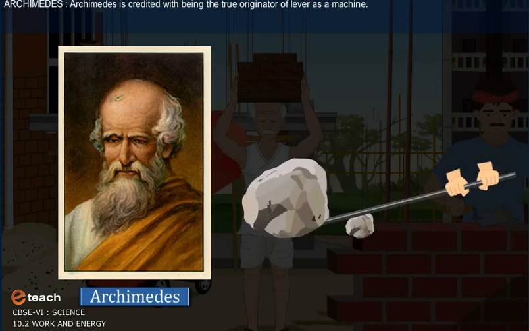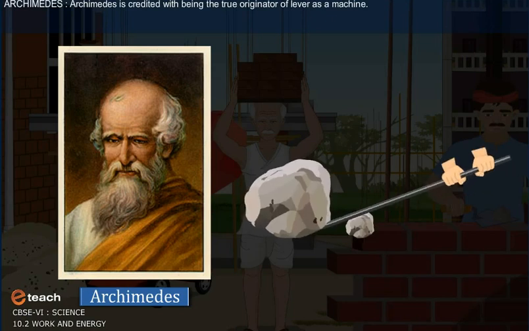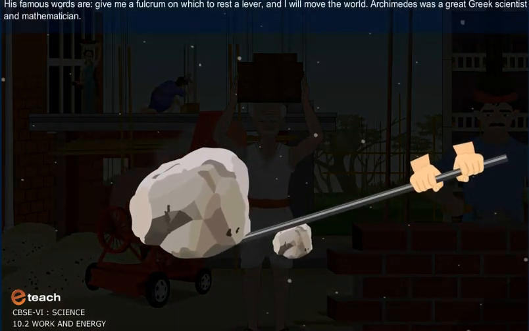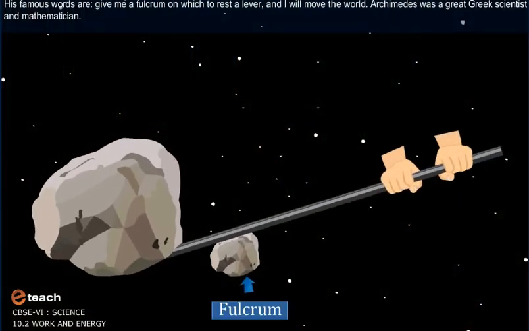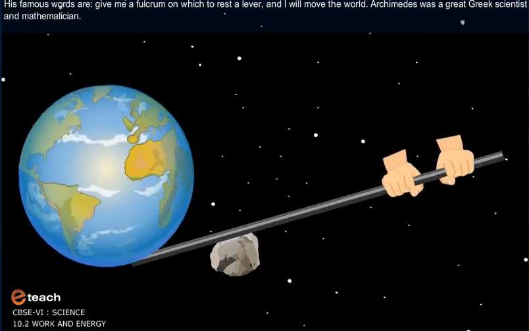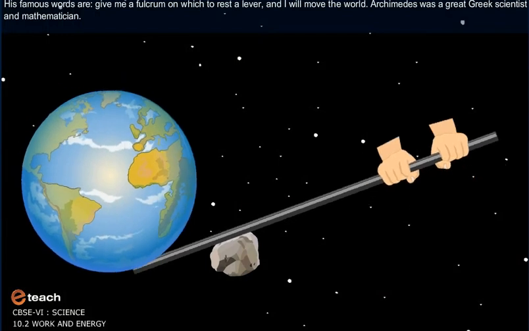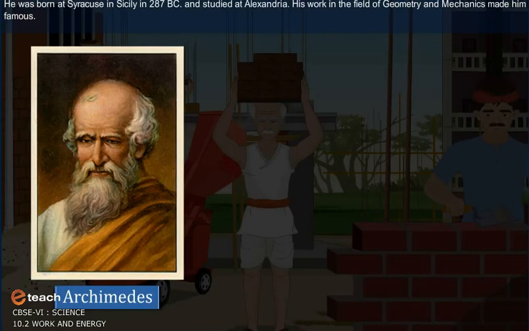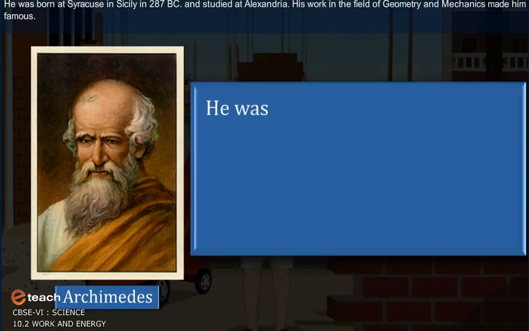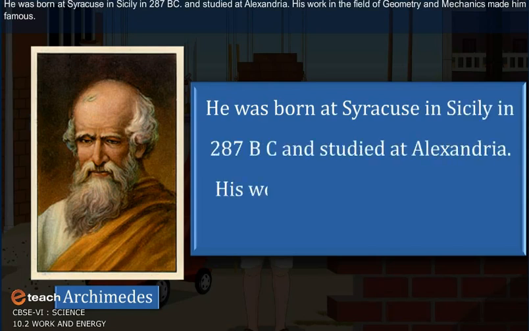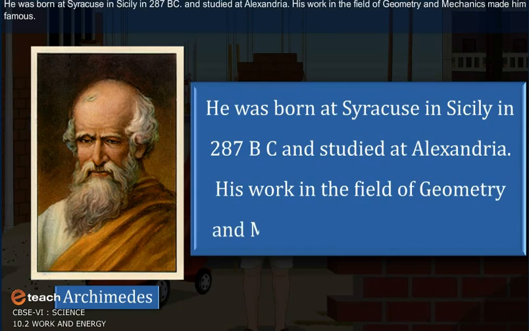Archimedes. Archimedes is credited with being the true originator of lever as a machine. His famous words are, "Give me a fulcrum on which to rest a lever, and I will move the world." Archimedes was a great Greek scientist and mathematician. He was born at Syracuse in Sicily in 287 BC and studied at Alexandria.